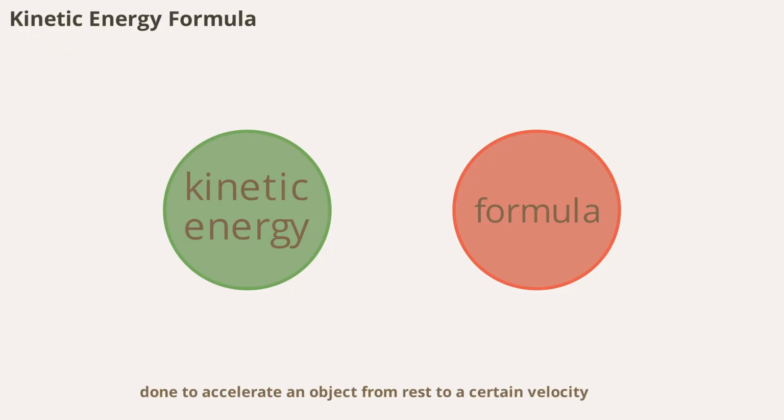The formula is KE equals 1/2 mv², where m is mass and v is velocity. This equation shows that kinetic energy increases with the square of the velocity, making speed a crucial factor. The derivation involves integrating the force over the distance traveled, linking work and kinetic energy directly.